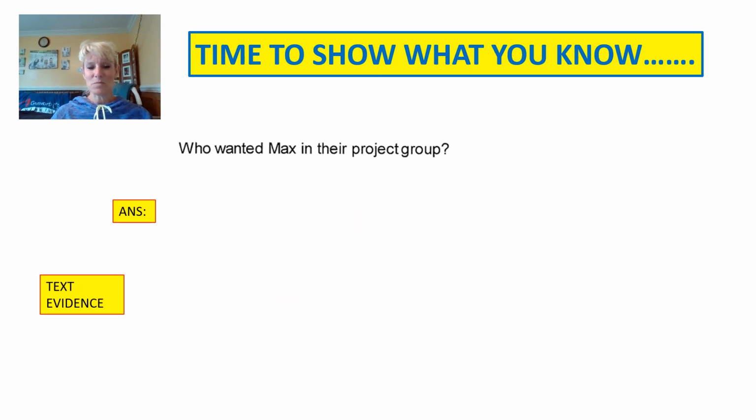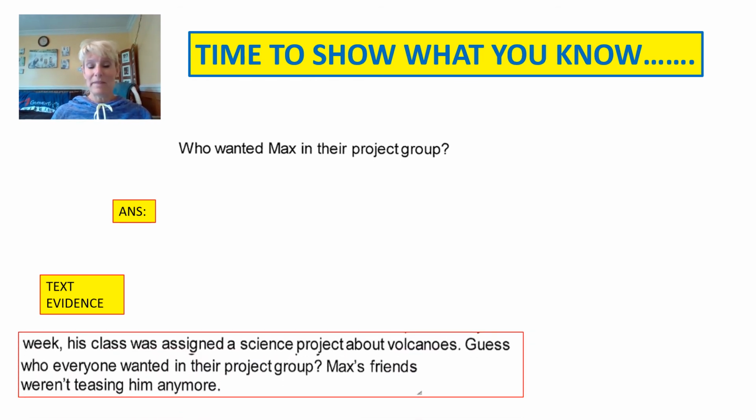Who wanted Max in their project group? I could go back and look on the side of my paper where I'd been doing some writing, some paragraph shrinking, and this would have helped me out with that. That's what I did when I went back and found my proof. It says, guess who wanted Max in their project group? Max's friends weren't teasing him anymore. So this isn't a direct answer, this would be more of a drawing conclusion or an inference. I'm going to assume that because Max's friends aren't teasing him anymore and everyone wants to be in this project, all of his friends wanted to be in that project.